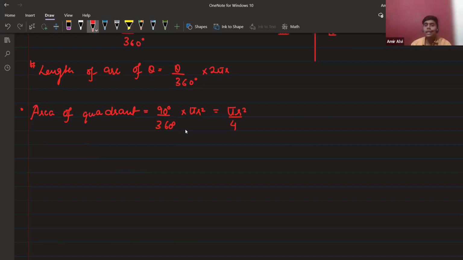Or you can directly get the same value. If you put the value 90 degree by 360 into pi r square, you will get pi r square by 4. You can directly say that area of quadrant is pi r square by 4. So let's take one question here. It's a straightforward question. So calculate the things first.